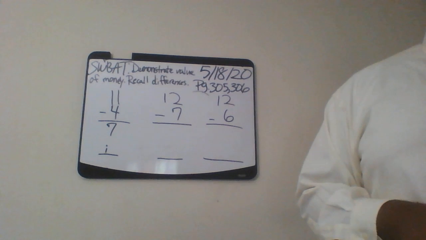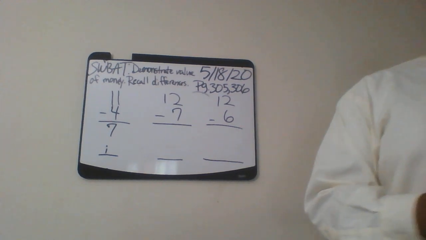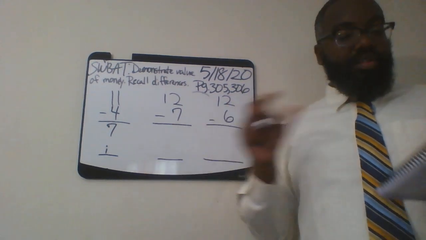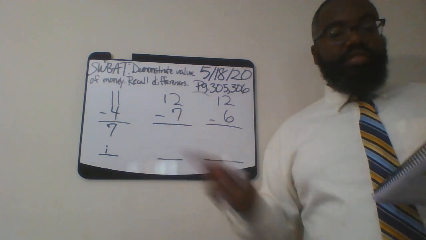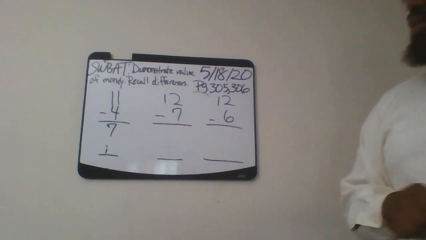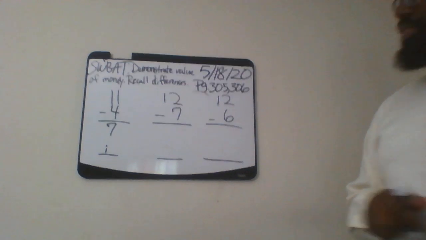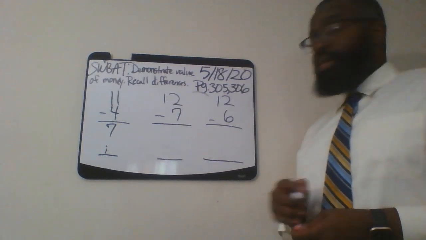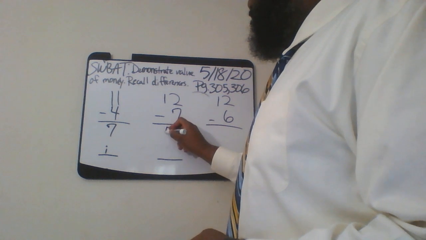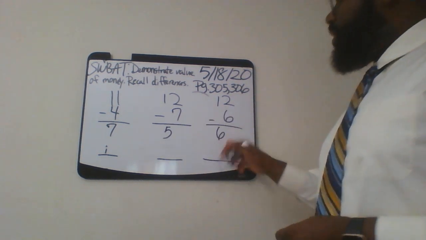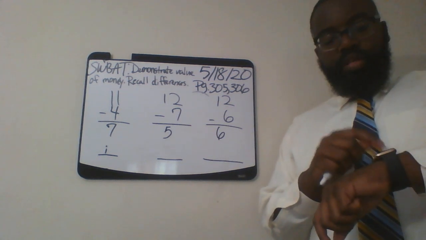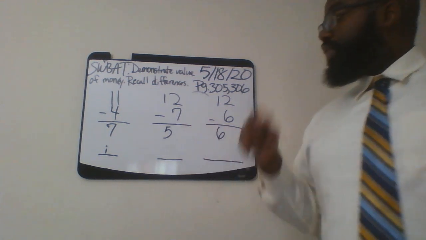So what you would do is look for the number 7 in the little code box, and the letter for 7 is I. So you write that. Let's try the next one. 12 minus 7. What is 12 minus 7? That is 5. And then 12 minus 6. That is 6. So let's use our code to figure out these ones.